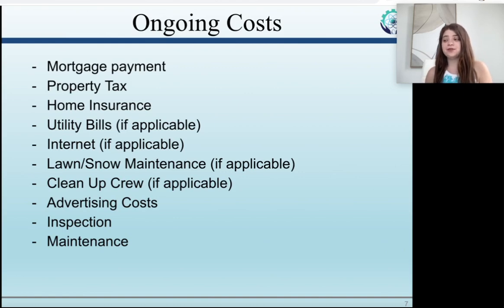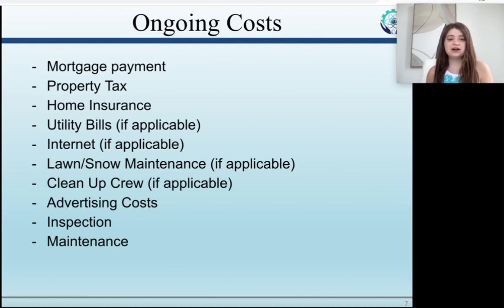Or if you've had the property for so long and the mortgage payments are all done and you fully own it, then great. Property tax, also very important. Home insurance, also very important. I believe it's mandatory in a lot of places to have home insurance, and I know for sure it's mandatory to pay property tax. So definitely look into how much that's going to be.